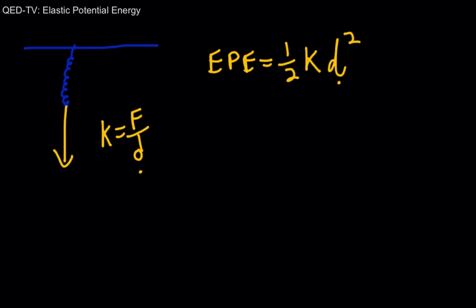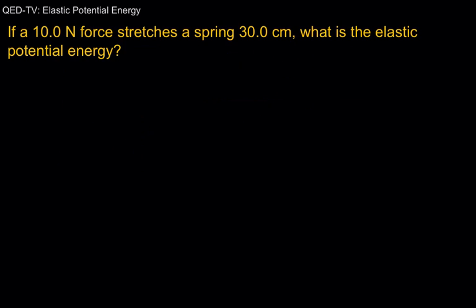For instance, let's look at this first problem where we're going to do a couple problems to calculate our elastic potential energy on a spring. So in this first problem, you have a 10 Newton force that stretches a spring 30 centimeters. So that is the force, and that's how far it stretches it. What is the elastic potential energy? Well, our equation for elastic potential energy is 1/2 K D squared.